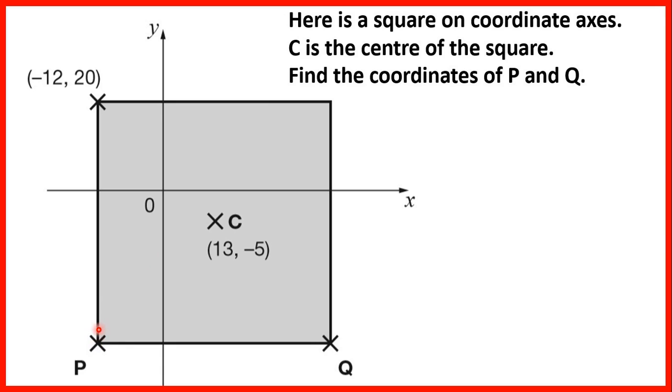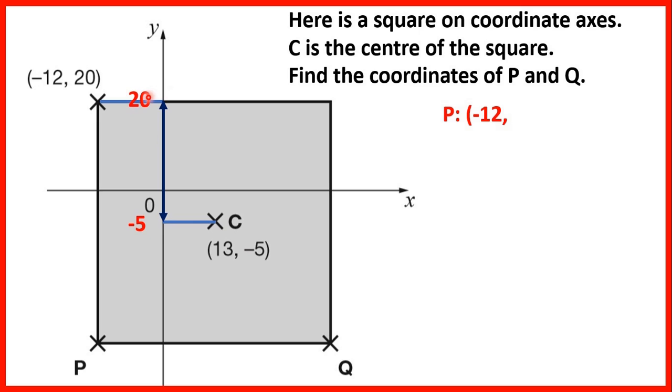We can see that it's in line with this point here, which has an x coordinate of -12. So that means the x coordinate of P will be -12 as well. But now we need to find the y coordinate. We can see that the y coordinate of this point is 20 and the y coordinate of the point at the centre of the square is -5.